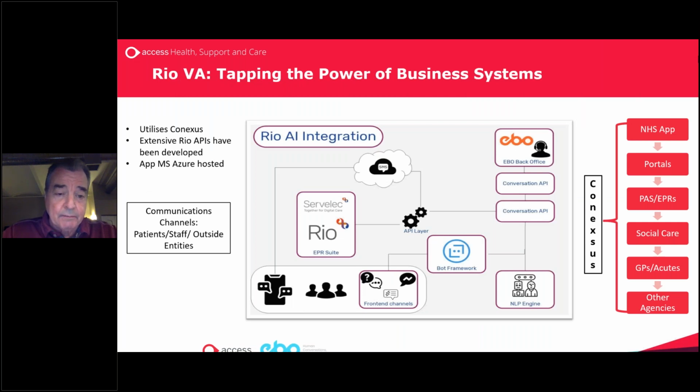As I mentioned, we see the strength of the system by tapping into the power of the business systems that it's interacting with. And we spent a lot of time with EVO developing the integration engines required to facilitate that, particularly with the Rio EPR platform, which you see here. But we also integrate the solution into things like the NHS app, third-party portals, looking at third-party suppliers of PAS and EPR systems, social care systems.